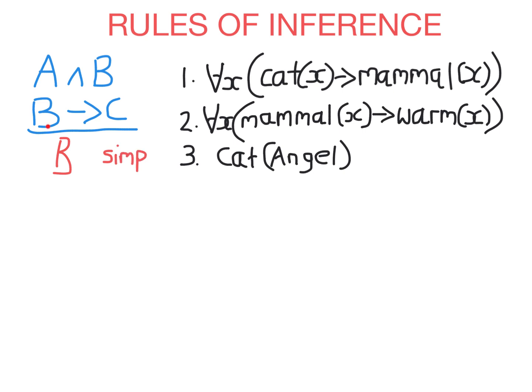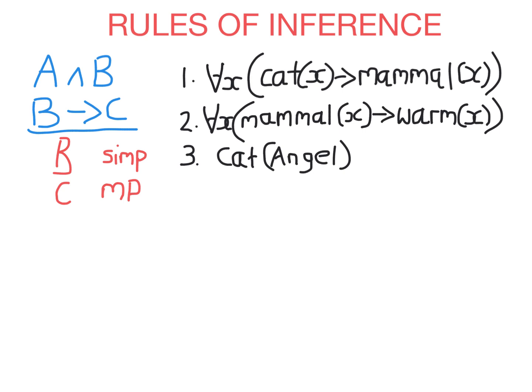So if B is true and B implies C, we can conclude that C is true. So that is an example of modus ponens, which is another of the rules of inference. B implies C and B is true, therefore C is true.